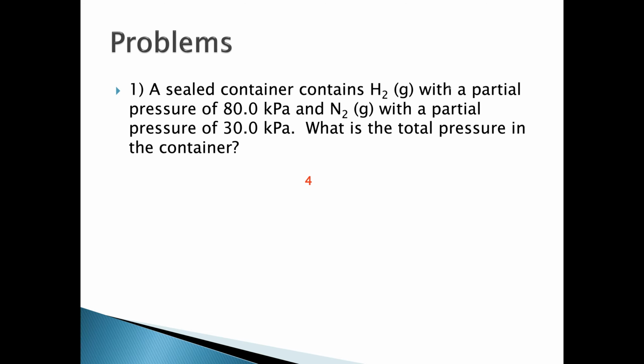Okay, so here are some examples. Number 1: a sealed container contains hydrogen gas with a partial pressure of 80 kilopascals and nitrogen gas with a partial pressure of 30 kilopascals. What is the total pressure in the container? Well, this is very easy. You just take the two pressures and add them together. Now, what if one of these pressures was in atmospheres and the other in kilopascals? No problem. Just convert one to the other so that you have like units that you can add together.